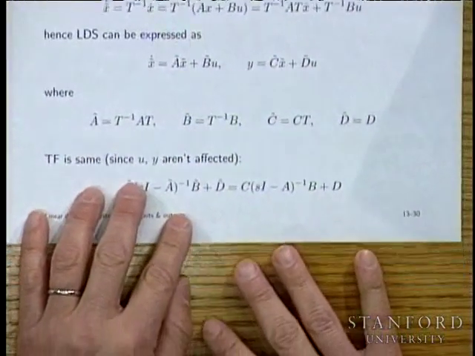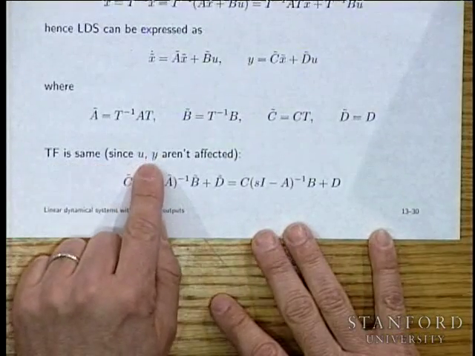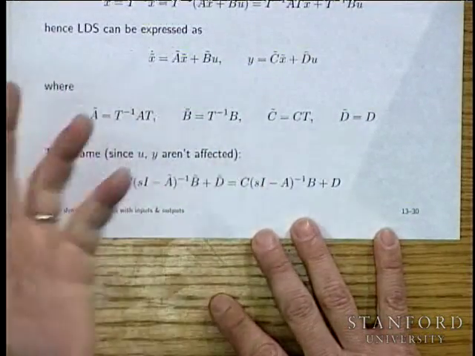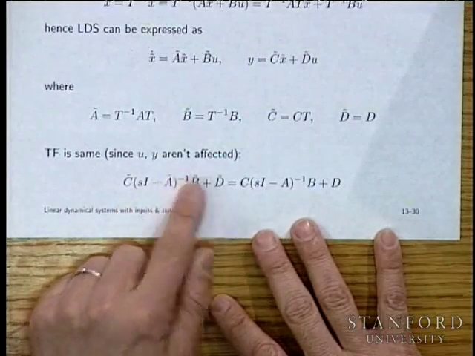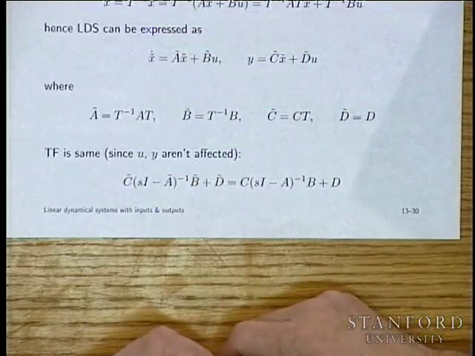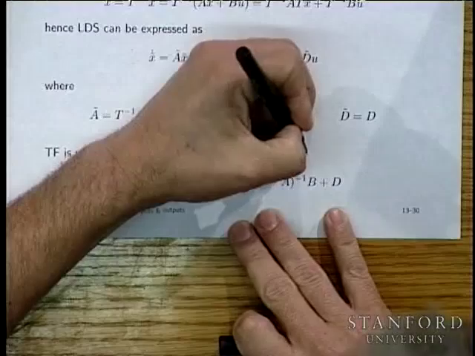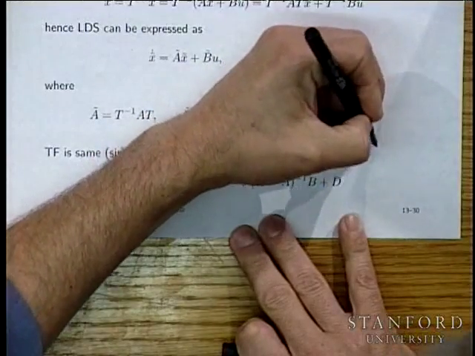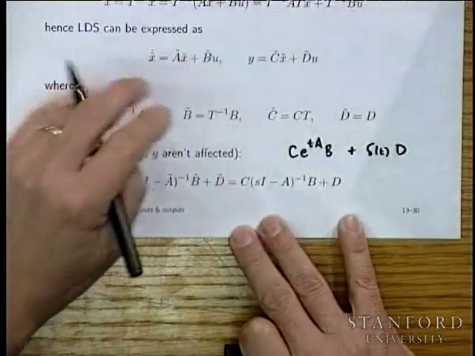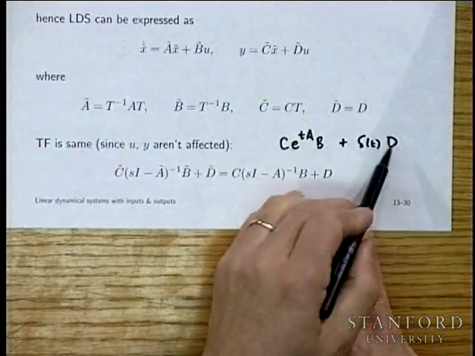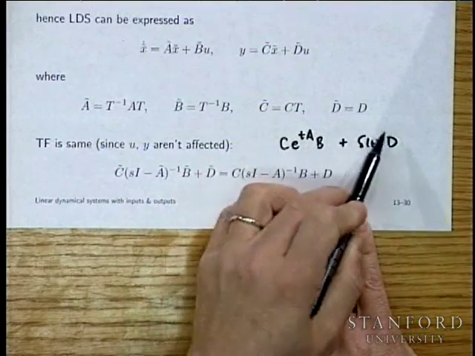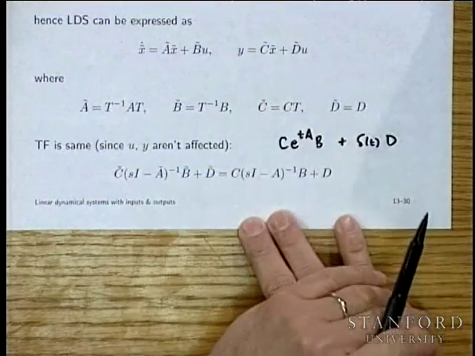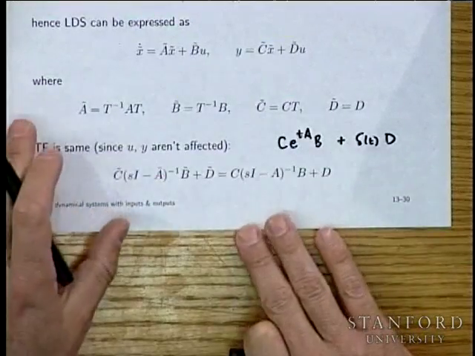Now, when you do this, the transfer function is the same. In fact, the input and output have not changed at all here. And you just work out what happens here. If you form C tilde (sI minus A tilde) inverse B tilde, by the way, this means the impulse response, for example, is the same. So you can check that C e to the tA B, plus delta of t times D, that's the impulse response. This is the same as if I put tildes all over these things. It'll be identical because, in fact, the u and y haven't changed. So this will be the same.